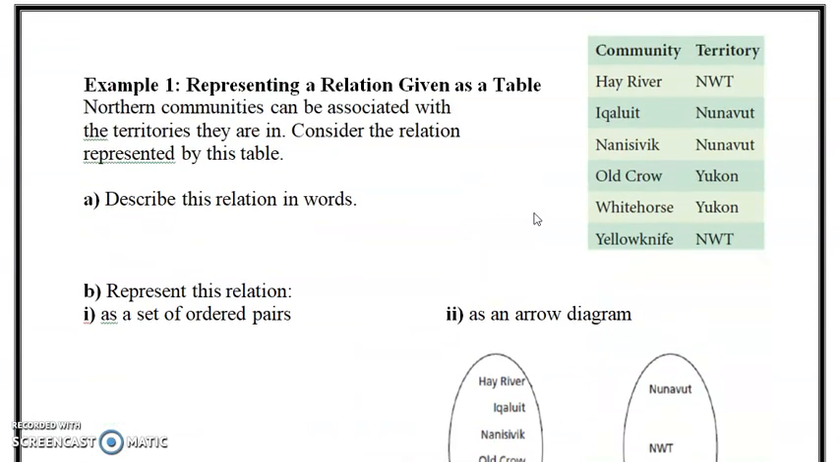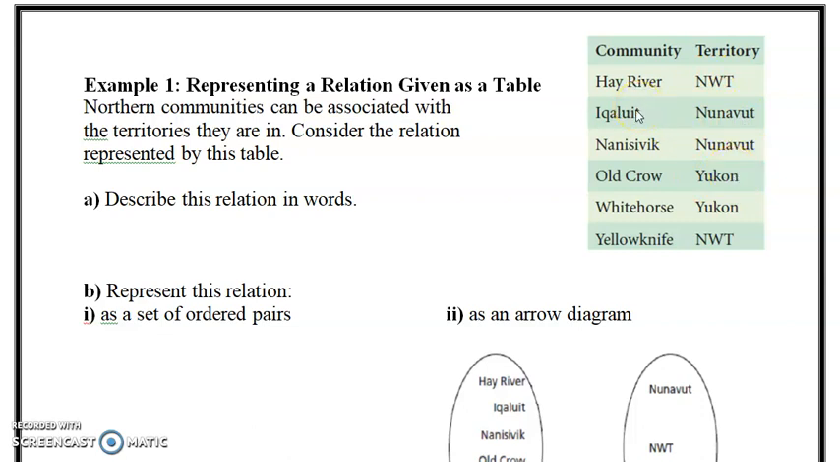Let's look at the first example, how we represent a relation given its table. So it's the same idea as the last question we just had there, okay? It says northern communities can be associated with the territories therein. Consider a relation represented by the table. So we have the communities and the territory that they're in. Here in Canada, we have three territories. The NWT is short for Northwest Territories. We have Nunavut and the Yukon, okay?